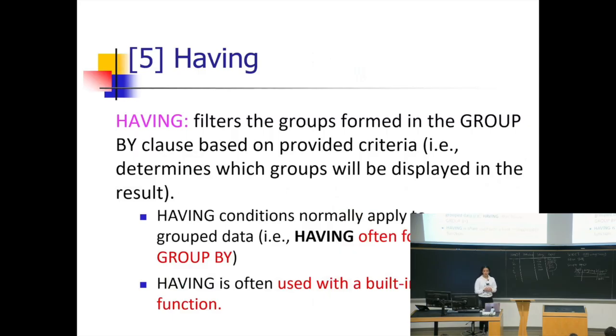And then we discussed having, right? We said having filters groups formed in the group by based on provided criteria. You may also use having without group by, but in general, what is most confusing is the difference between having and where, because they both are used for filtering the results. You just have to know that you can use where before aggregation, whereas having is after aggregation. That is, for example, after you use group by, when you are adding extra conditions, then you can use having.